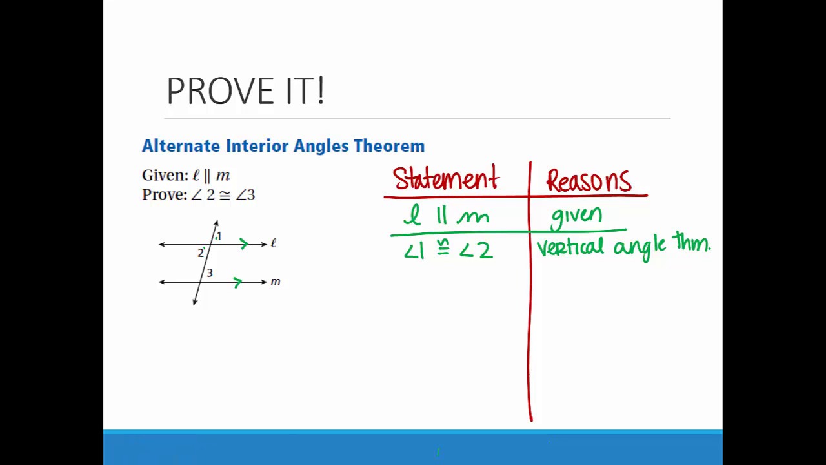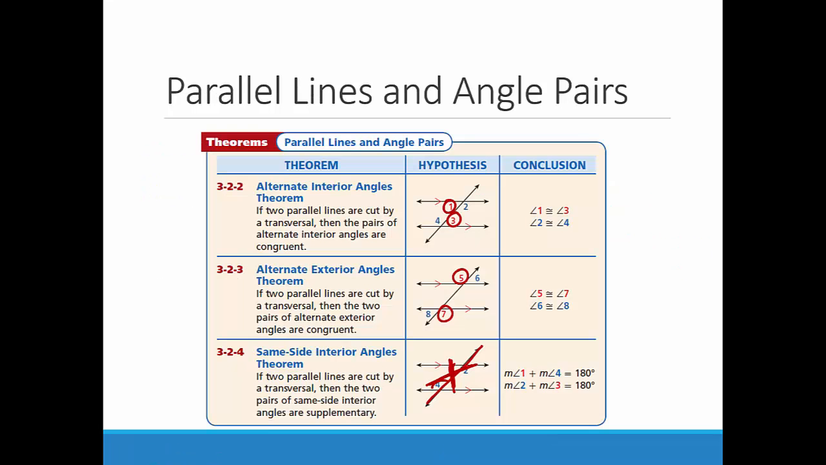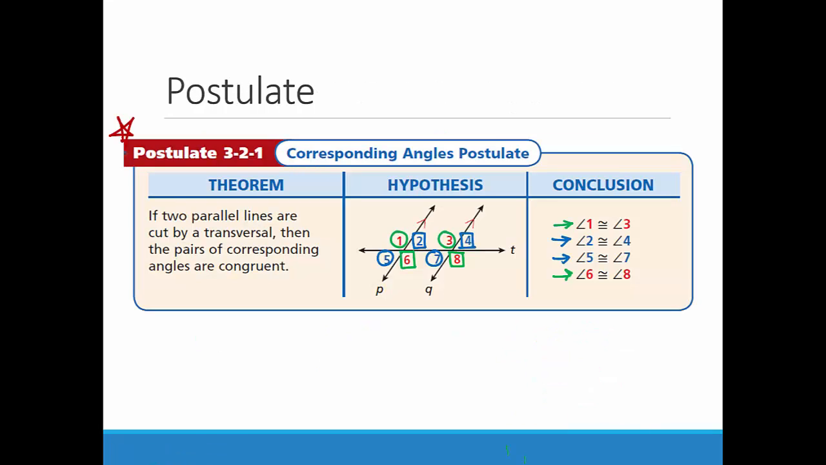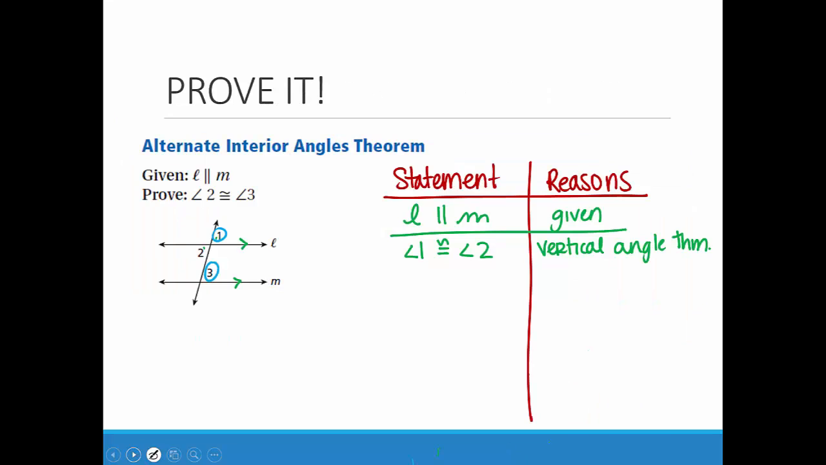And then I also know that 1 and 3 have to be congruent. And that's one of the ones we just learned, all the way back here. 1 and 3 are corresponding angles. They're both on the right side and they're both on top. So I know angle 1 and angle 3 are also congruent due to the corresponding angle postulate.